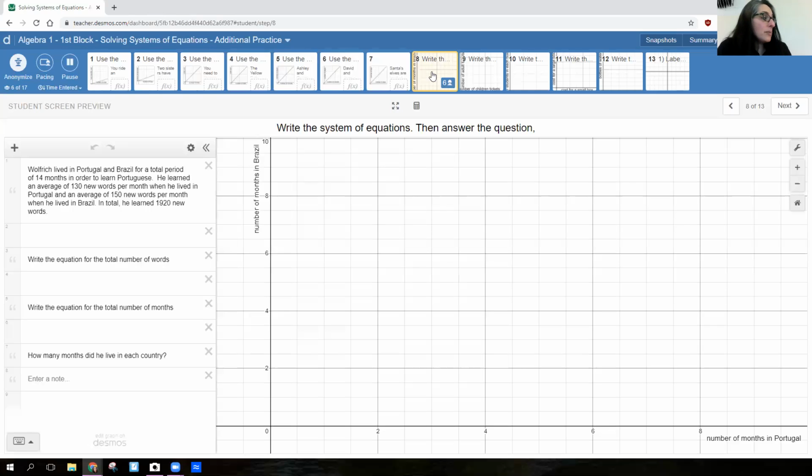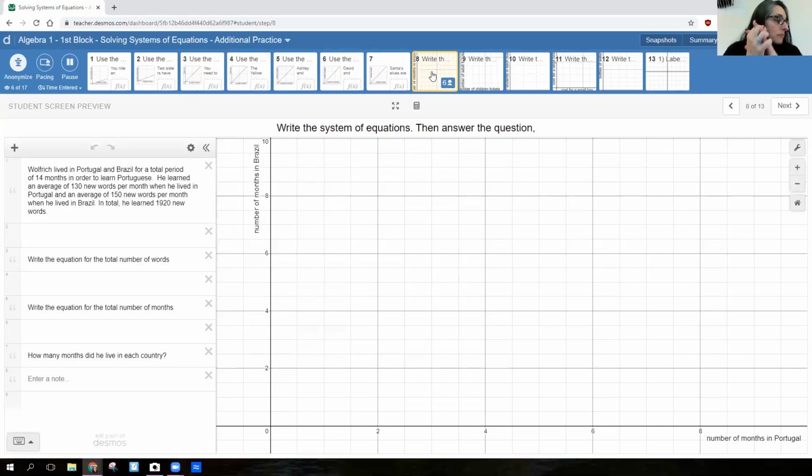So, we'll go back to the beginning. He lived in Portugal and Brazil for a total of 14 months. So some of the time he was in Portugal, we'll call that X. Some of the time he was in Brazil, we'll call that Y. And when you put both of those together, it's going to total 14 months, okay?